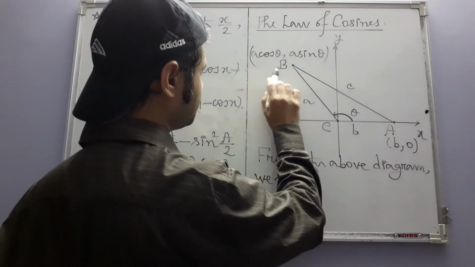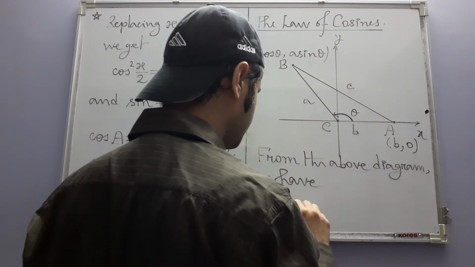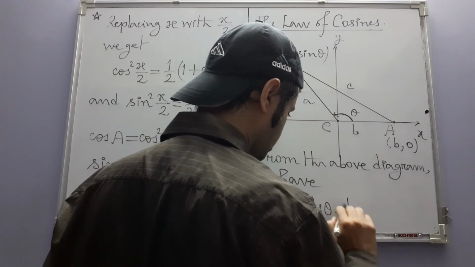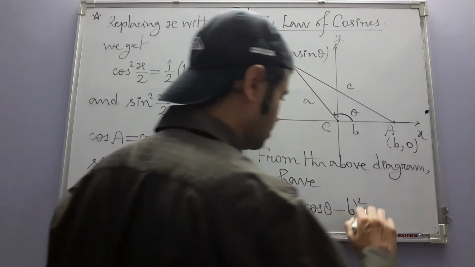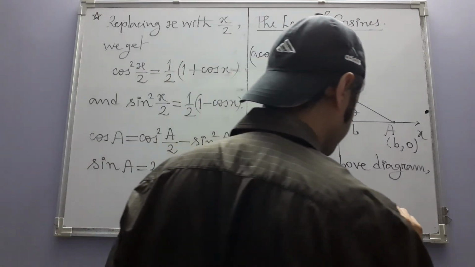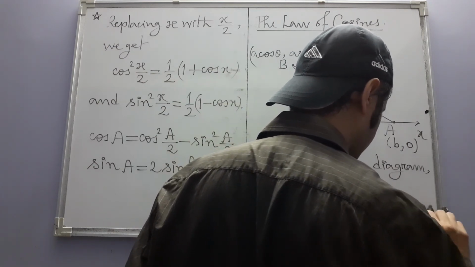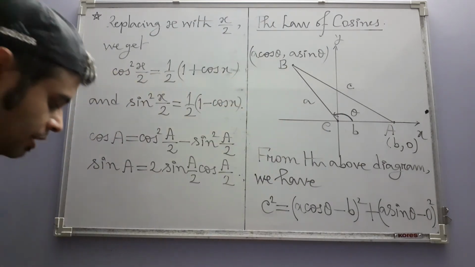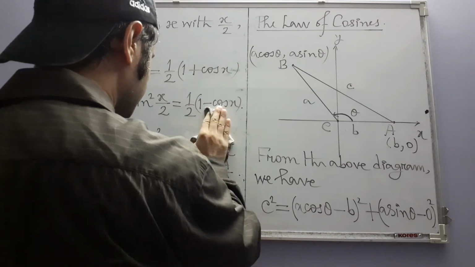So x coordinate of B is a cos theta and x coordinate of A is b. So a cos theta minus b whole square plus square of the difference of the y coordinates, a sin theta minus 0 whole square. So we can now simplify things, expand the squares and see what we get.